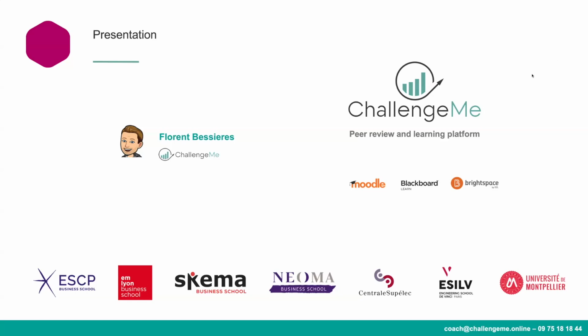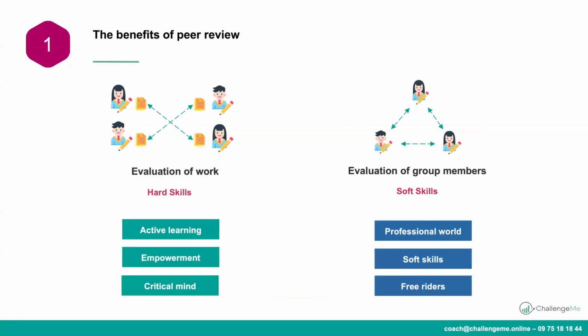So let's look at the benefits of peer evaluation. At ChallengeMe, we have defined two main types of evaluation with different benefits. The evaluation of works, where students will need to complete a task, a presentation in our use case today, and the other students will have to evaluate the work of the other groups. The second one is the evaluation of group members. This type of activity takes place after a group work, where students simply have to evaluate the members of their group based on different criteria.